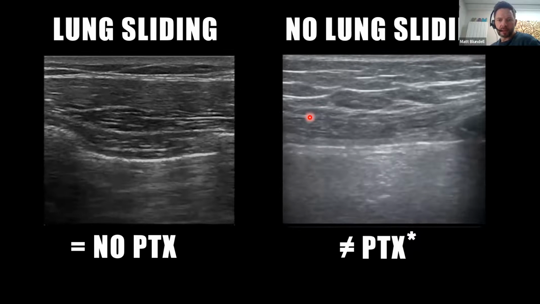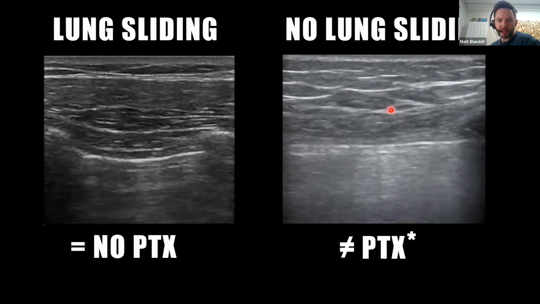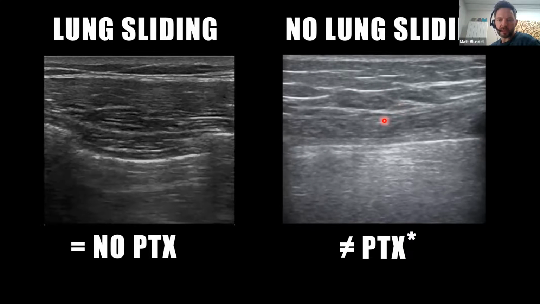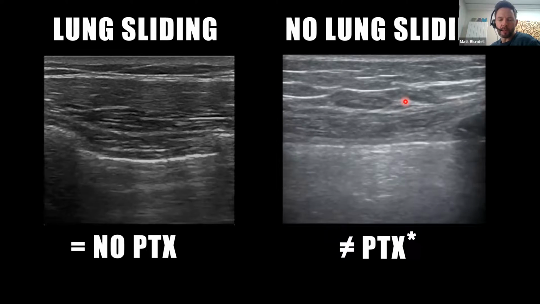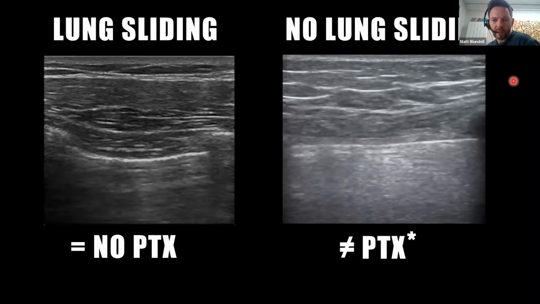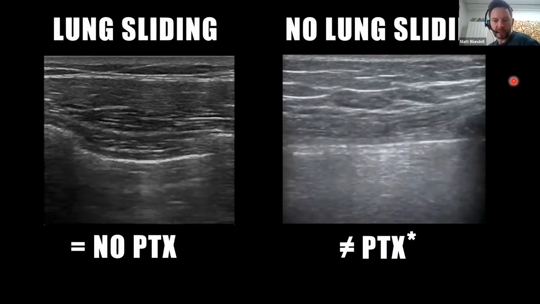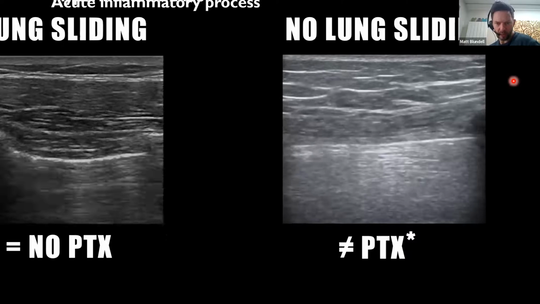If you don't see lung sliding, so this is what it should look like before, you can still see some movement here. This is just as the patient breathes, their intercostal muscles are still going to be contracting. So you'll still see movement, but you just won't see this sliding. So if you see no sliding, that can potentially mean a pneumothorax at that level, but it's not 100% specific. There's several caveats you need to be aware of.